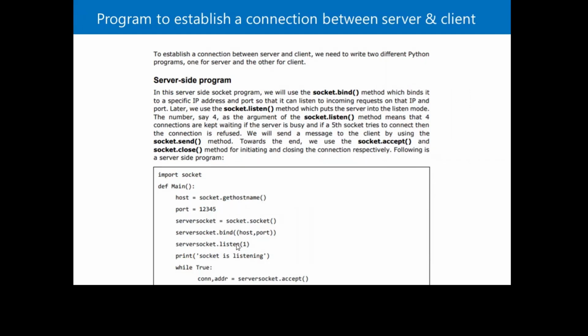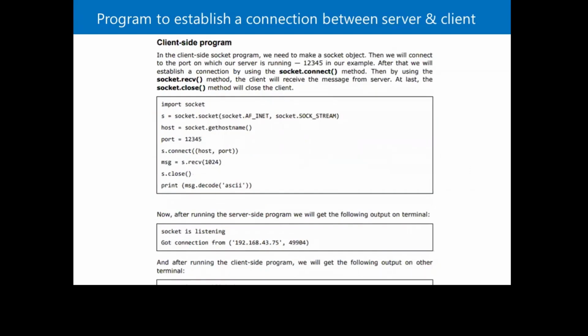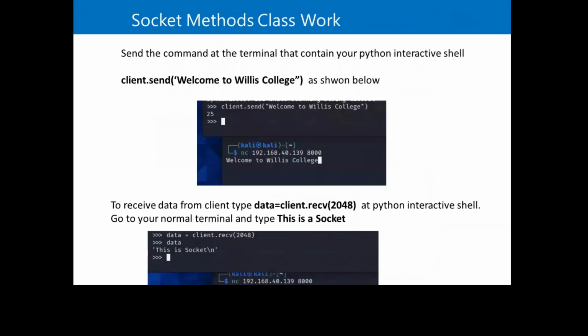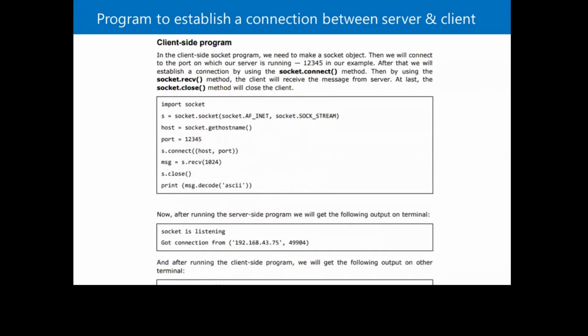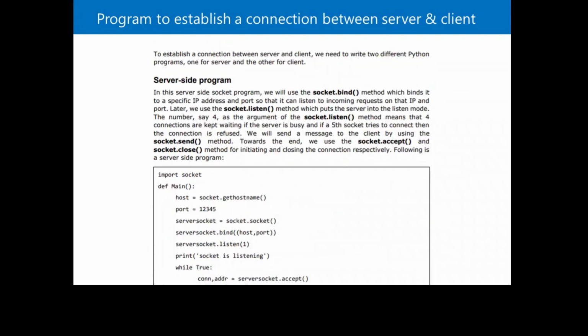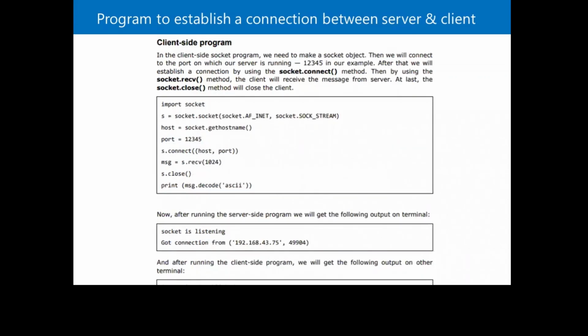So we will send a message to the client by using socket.send. Towards the end, you use the socket.accept and socket.close methods for initiating and closing your connection, as we demonstrated. So this is another variant of how to establish a connection between the server and the client. This is a typical example of a client-side program. This is a server-side program.